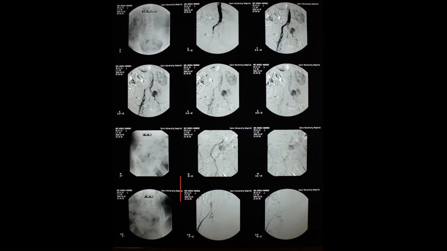Okay, there is the aneurysm, and here again distal runoff. This one is the aneurysm, not that big, but the smaller one.